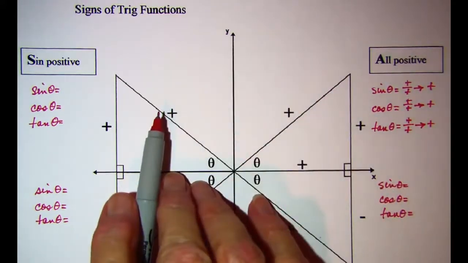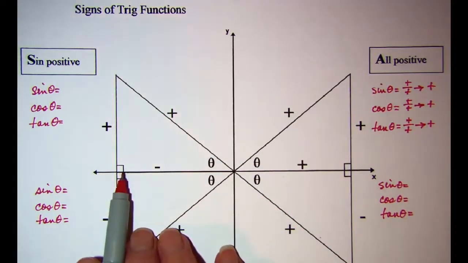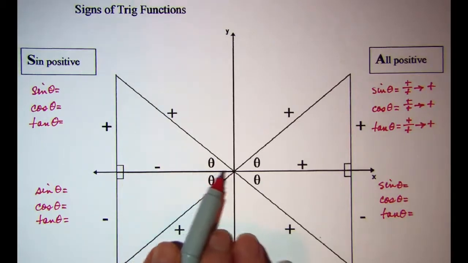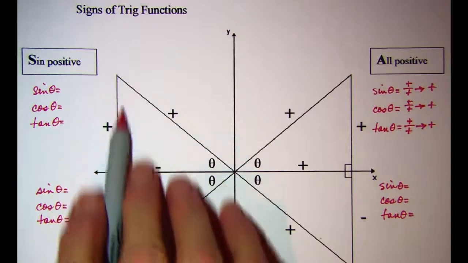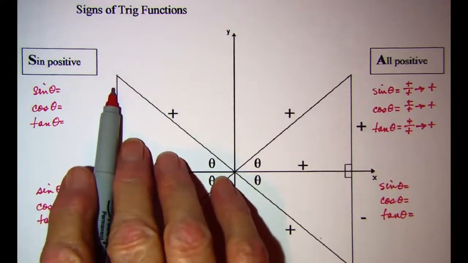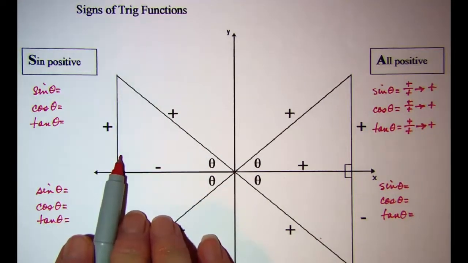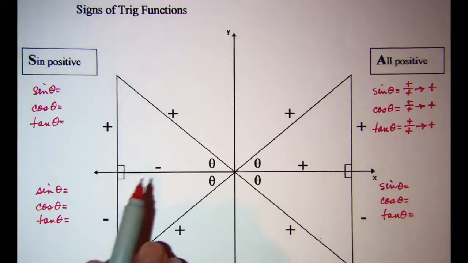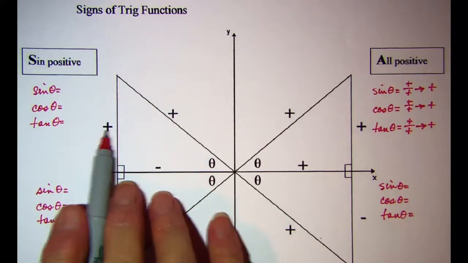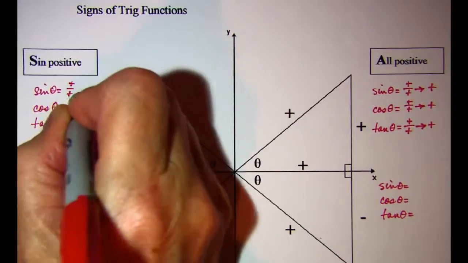Now let's look at quadrant 2. My x value, which is along the x-axis here, is going to be negative because we're going left from the origin. My y value, or my side parallel to the y-axis, is going to be positive because it's above the x-axis, and my hypotenuse is always positive. Now sine is defined as opposite over hypotenuse, so we have a positive divided by a positive, which is positive.